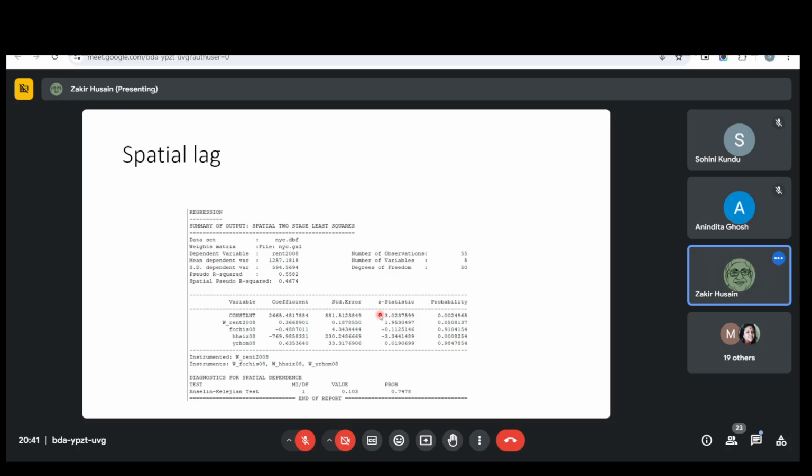But let's go with, sorry, this is a spatial lag model. So if we estimate a spatial lag model, this is not spatial regimes, just a lag model, we get W_rent. This is the neighborhood or spatial dependence effect. And this is the effect for the other variables. And you can see only household size is statistically significant.